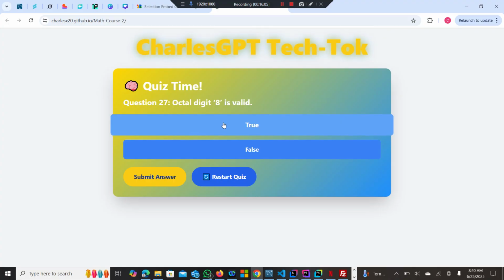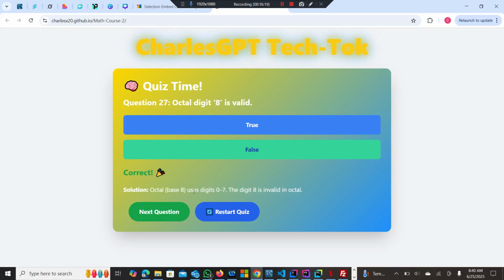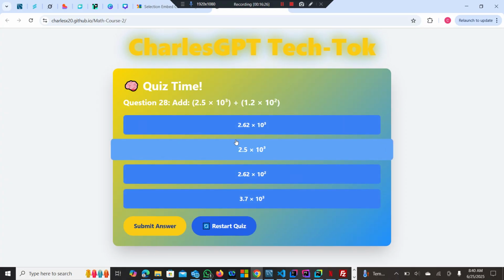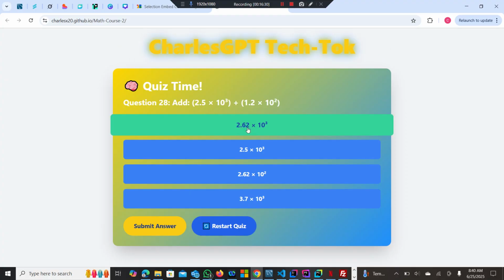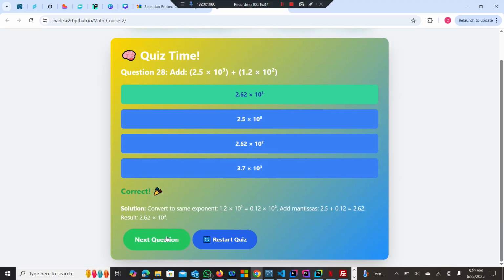Octal digit 8 is valid? No, because octal digits are supposed to be between 0 and 7, excluding 8. Octal is base 8, but the digits can't include 8, so it's false. Correct. Uses digits 0 to 7. I tried to put a very detailed explanation on the solution. Okay, so addition of this would be, I think, this. You can work it out and see how I got this answer, but it will still give you a solution to the answers like that.